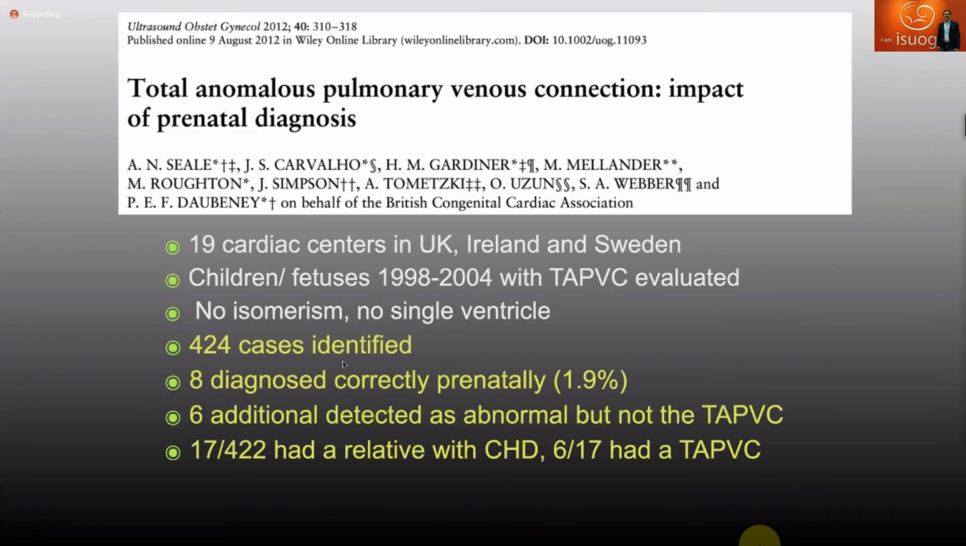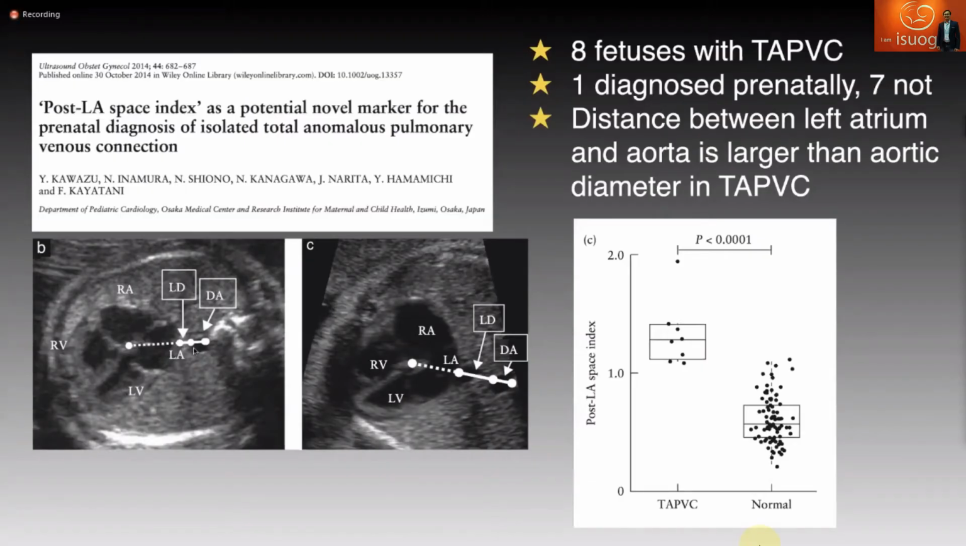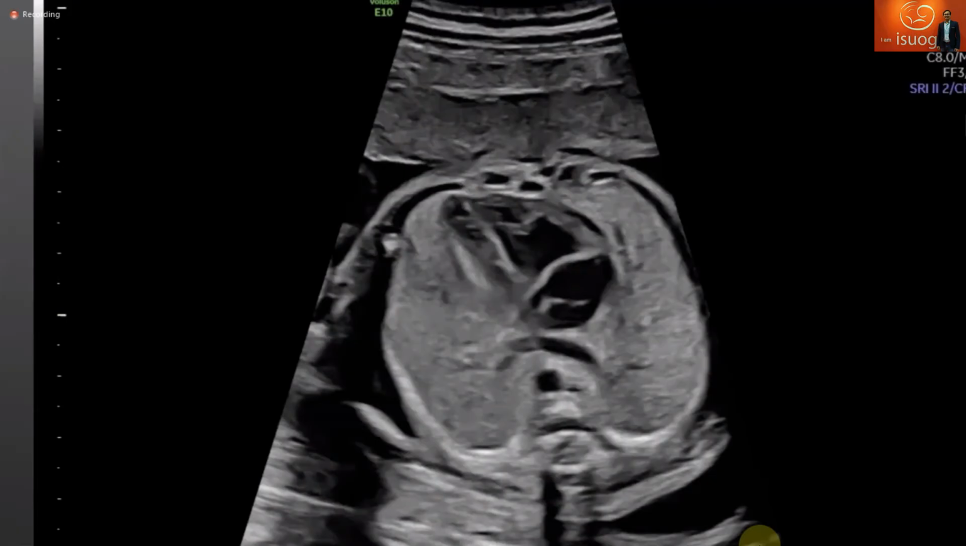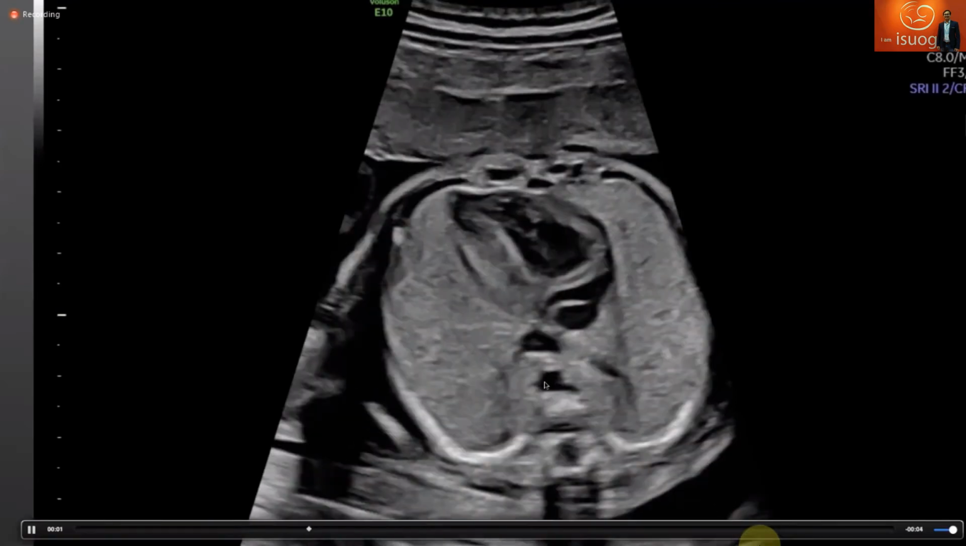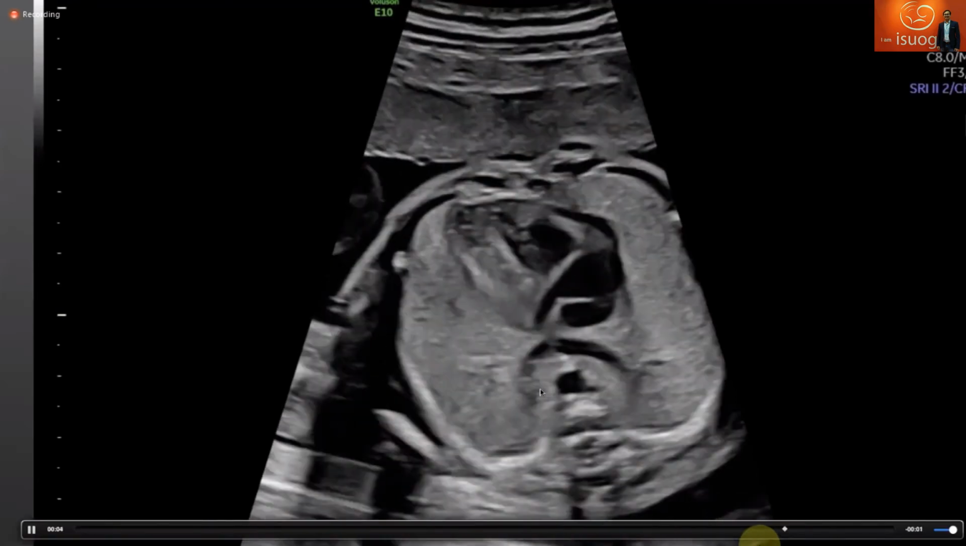And this is why I'm happy that one of the colleagues from Japan, Dr. Kawatsu, found a nice approach to check for this condition. He said, simply look at the diameter of the descending aorta, and look at the space between the aorta and the left atrium, the first atrium in front. The space should be smaller than the aortic diameter. If the distance is larger than 1, then it is abnormal. So again, if you look at the case here, you see the diameter of the aorta, and the distance is larger than the aorta, so the ratio will be higher, and it is suspicious for this condition.